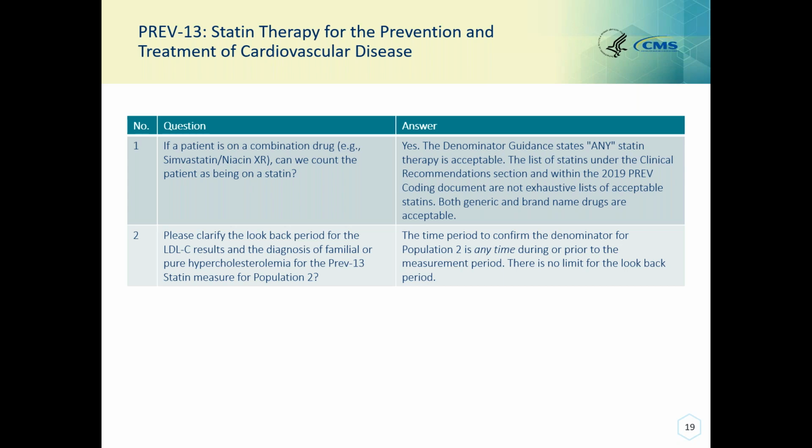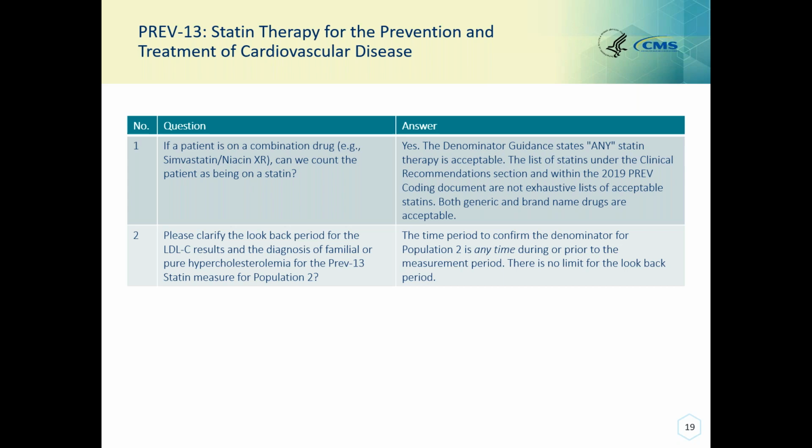These questions are for the PREV-13 statin therapy for the prevention and treatment of cardiovascular disease. First question, if a patient is on a combination drug, example, simvastatin, niacin, XR, can we count the patient as being on a statin? The answer is yes. The denominator guide states that any statin therapy is acceptable. The list of statins under the clinical recommendation section of the measure specifications and within the 2019 PREV coding document are not exhaustive lists of acceptable statins. Both generic and brand name drugs are acceptable.